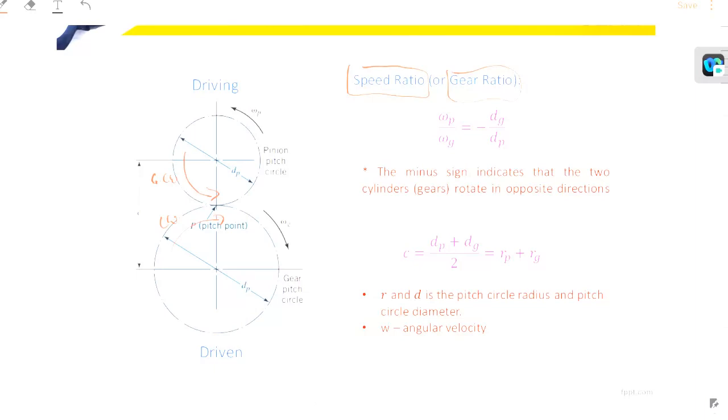Equivalent to the ratio of pitch circles, okay, of the gears and pitch circle of the pinion. So the opposite. You see that for the rotational speed, it is the pinion to the gears, and for the pitch diameter, it is the gear to the pinion. So this is the distance. Okay, how do we calculate the distance between the two gears? So R and D is the pitch circle radius. Okay, very important, we use a pitch circle as a reference, imaginary circles for the gears.